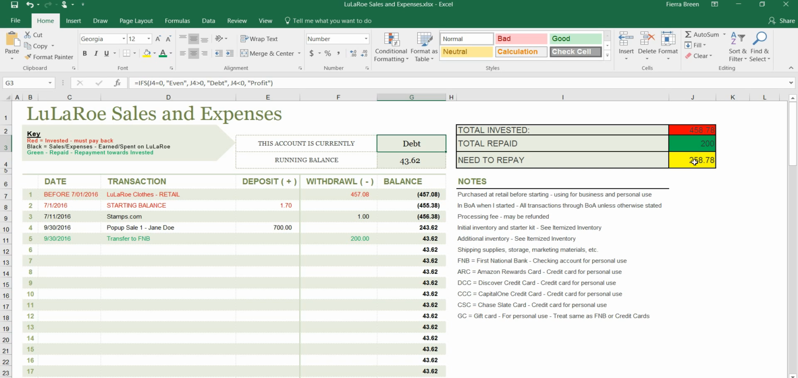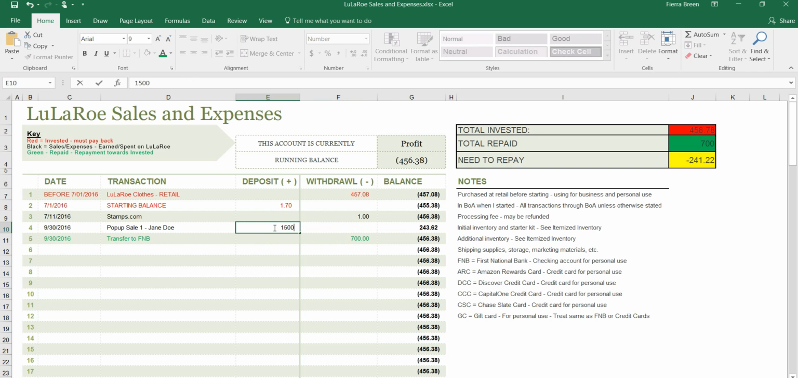So, for example, let's say we'll change this number here to $700, and see, now it says profit. Yeah, let's say 700. And just to make things even, we'll change that to 1500. So there we go. In this scenario, I made $1,500 on a pop-up sale, which sounds like a lot.